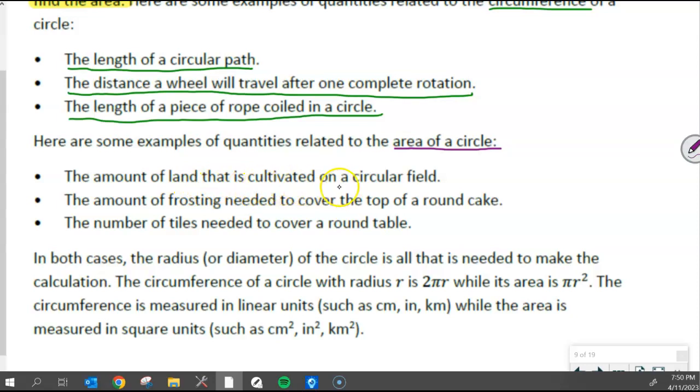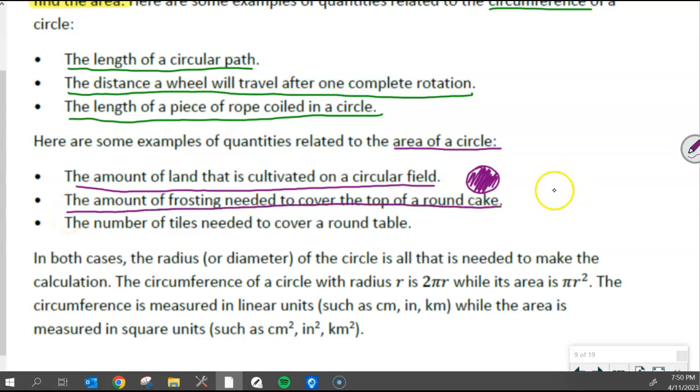The amount of land that is cultivated on a circular field. So again, we still have our circular field, but the land that's cultivated, I'm not just going to stay around here on the outside edges. I'm going to cultivate all of the land on the inside. That makes it area. The amount of frosting needed to cover the top of a round cake. Notice we said the top of a round cake. I am not a good 3D artist here, but if I've got this round cake, yes, ultimately I'm going to want to cover the outside edge with frosting, but I also definitely want to cover the top with frosting, and it's the top part that we're talking about, so that is going to be area.